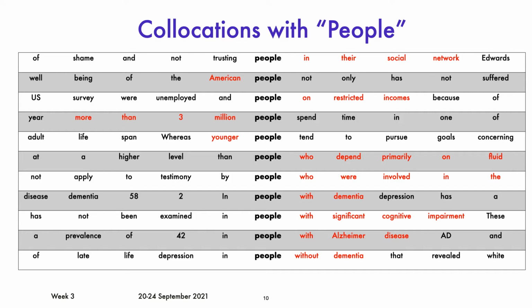But focus on the grammar. What grammatical items are following or preceding the keyword people? Have a look and go back to the question and answer them accordingly.